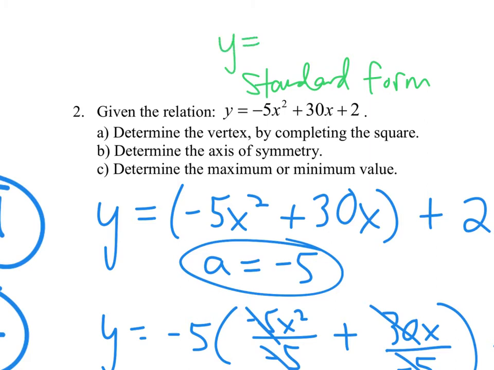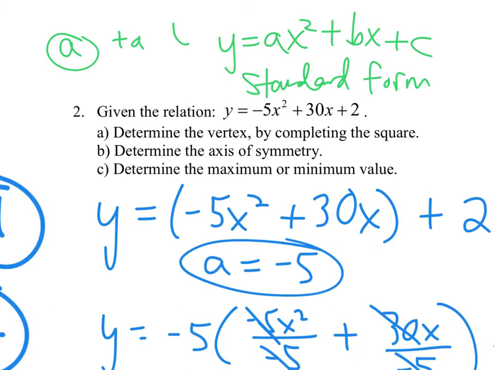Which is y equals ax squared plus bx plus c. Recall that the a value tells us the direction of the parabola. If it's positive a, then the parabola is going up. And if it's negative a, then the parabola is going down. And the c value is our y-intercept. So those are the benefits of standard form.